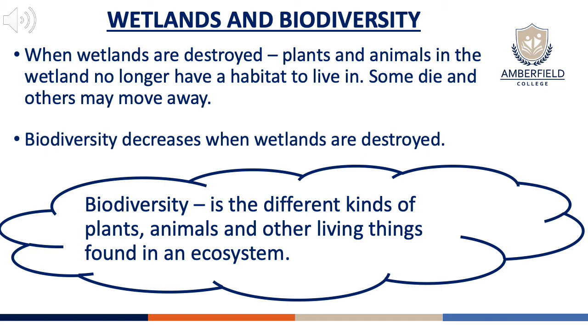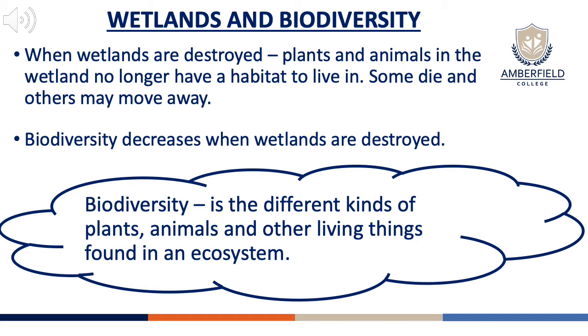Wetlands and biodiversity. When wetlands are destroyed, plants and animals in those wetlands no longer have a habitat, which means they no longer have a place to live in, reproduce in, and to just survive and eat in. Now, some die and others may move away. But in the end, when wetlands are destroyed, the biodiversity is also destroyed.